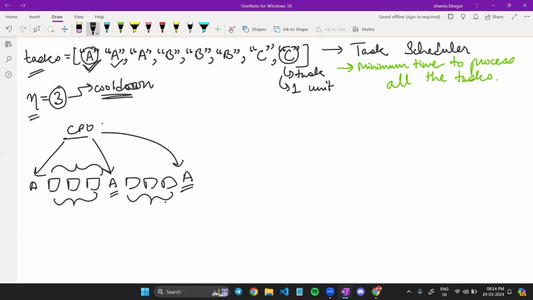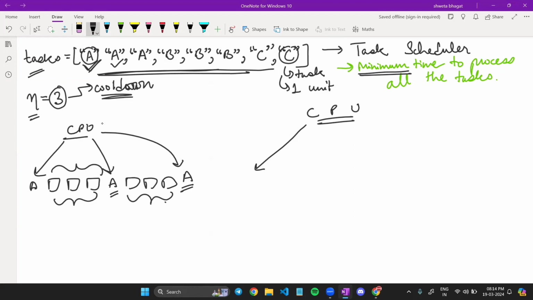Now, what do we have to find out? We have to find out the minimum time that we require to process all these tasks. Let's see what would be the minimum time. If we have a CPU over here, we will assign the CPU to the task that has the max frequency. I'll be explaining the reason very shortly.